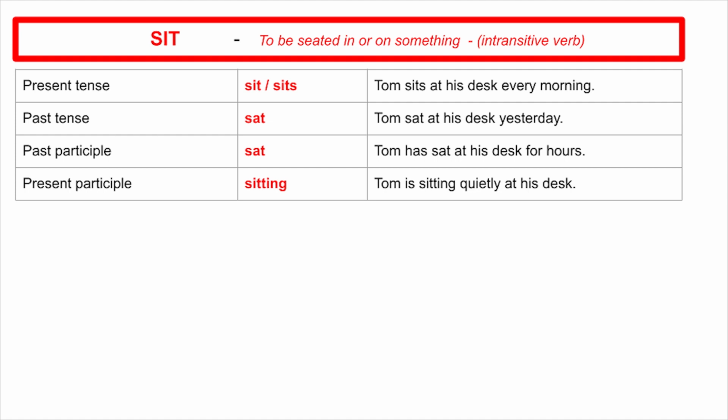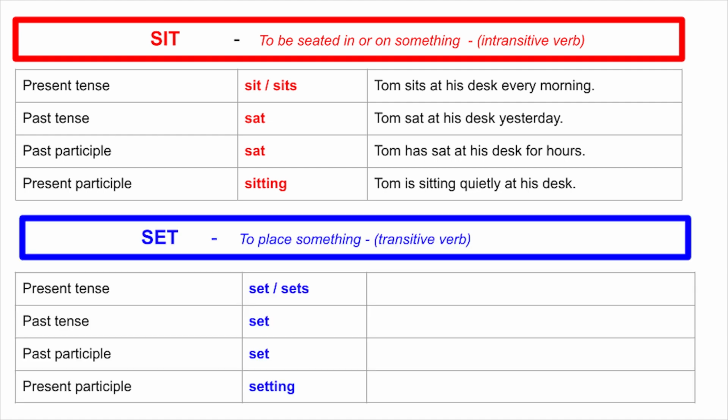Now, let's look at the verb set. Here are some examples in sentences. Remember, set means to place something. It is a transitive verb, which means it needs an object to complete its meaning. Using the present tense form of the verb, I set the table for dinner.